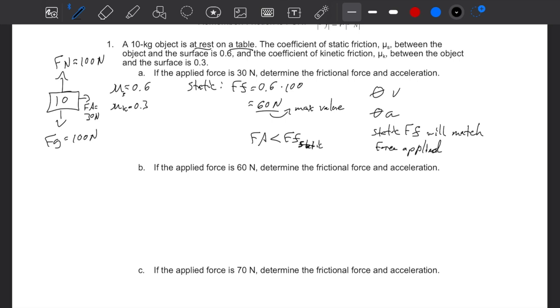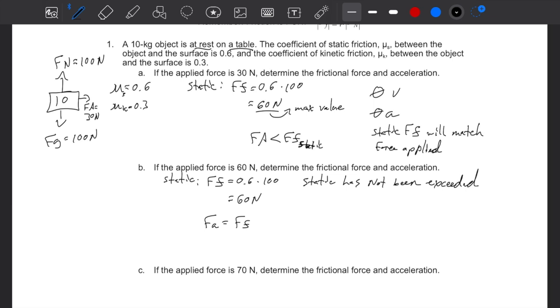With B, if the force applied is 60 newtons, determine the frictional force and acceleration. Again, we have to calculate static friction. Yes, we did it a second ago, but it's good practice. The force of friction is equal to the coefficient times force normal. The coefficient of static being 0.6, so static friction is 60 newtons. Did we overcome it? We're pushing with 60. We did not overcome it, we only met it, we matched it. So the static friction will be 60 newtons. We've hit the max, but we have not overcome it, so we're not put into motion. There is no acceleration. Velocity is still a constant 0. The static friction must be exceeded, and we did not exceed it. We only met it. No velocity, no acceleration.